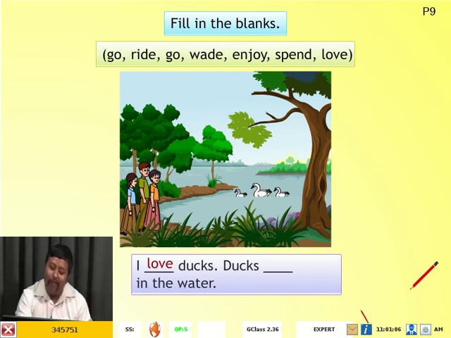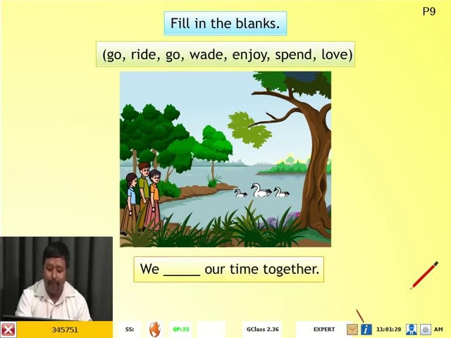Swim. Well, you know, when we talk about ducks, the word that is used is wade. So the answer would be what? Ducks wade in the water. Done? Okay. Now moving ahead, we dash our time together.